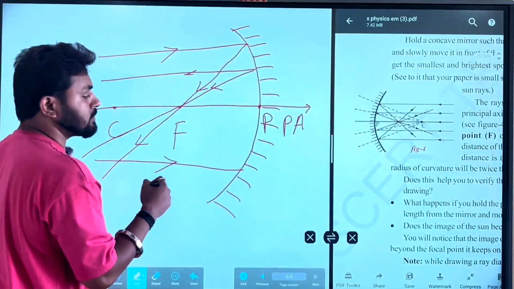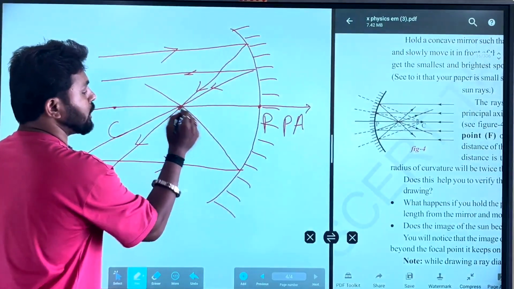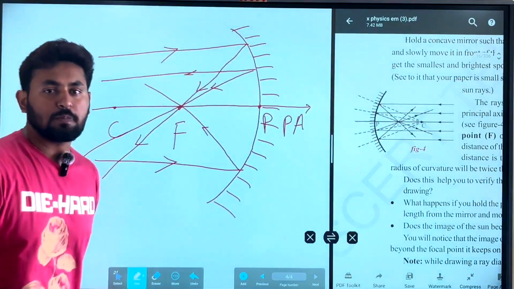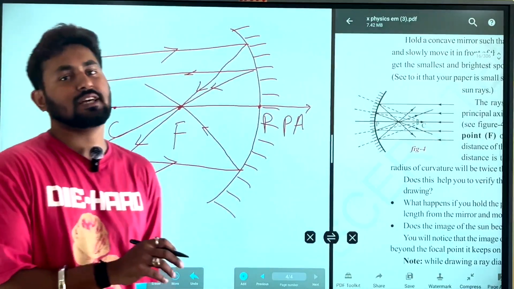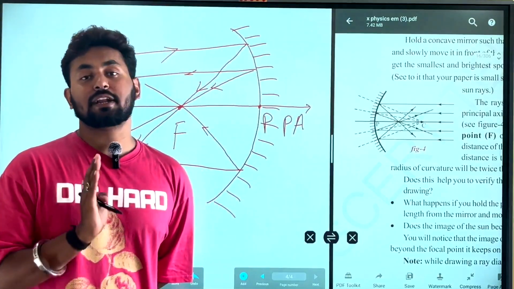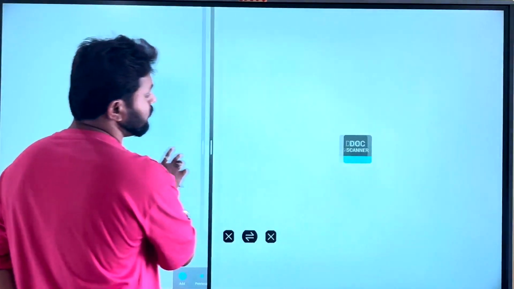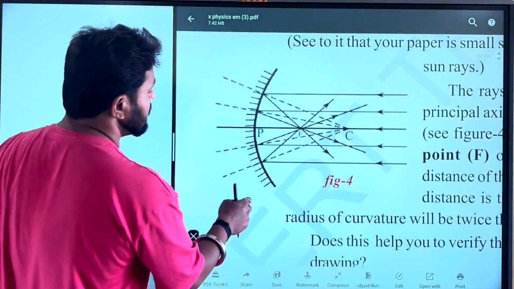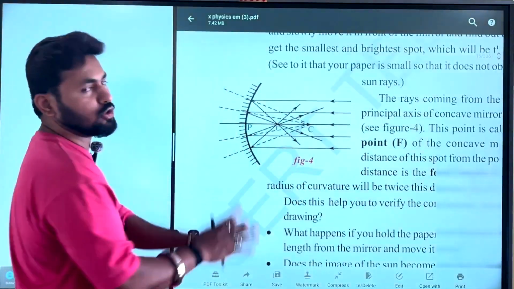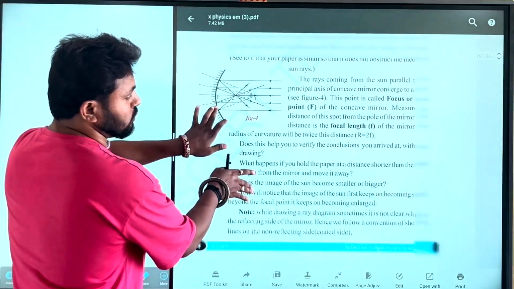Let's say we are getting from down. As I told, the reflected ray will pass through a common point called focus. So I hope I made it clear what focus is. Focus is nothing but a common point from where all the reflected rays pass through. Now moving ahead. Over here in this diagram, the same thing has been explained, which is there in your textbook. That is called figure number 4.